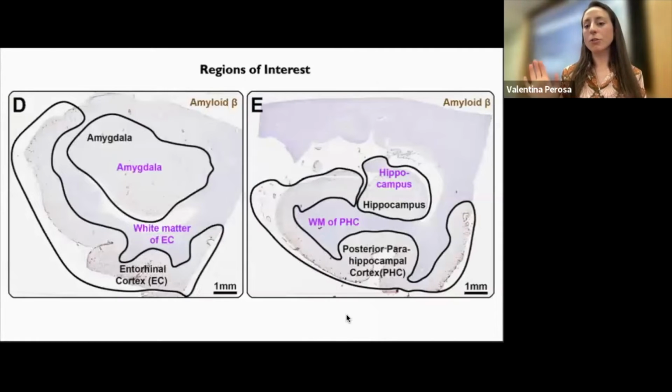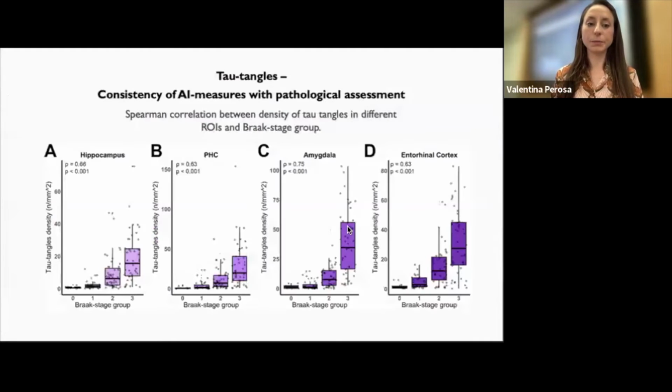So all these pathologies were assessed in 4 different regions of interest that we manually segmented: amygdala, entorhinal cortex, hippocampus, and posterior parahippocampal gyrus. And in pink, you can see where we assessed arteriolosclerosis, because it's to be found especially in the white matter. So we also looked at the white matter of the parahippocampal gyrus and of the entorhinal cortex.